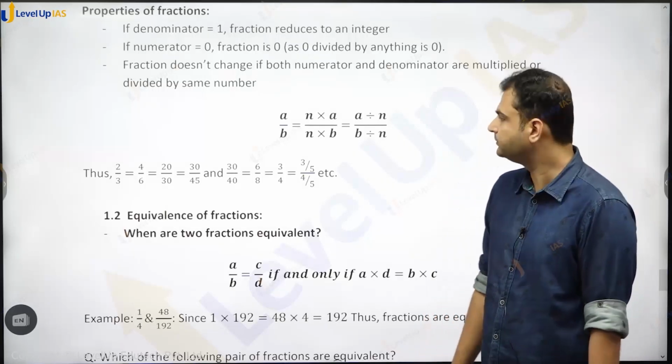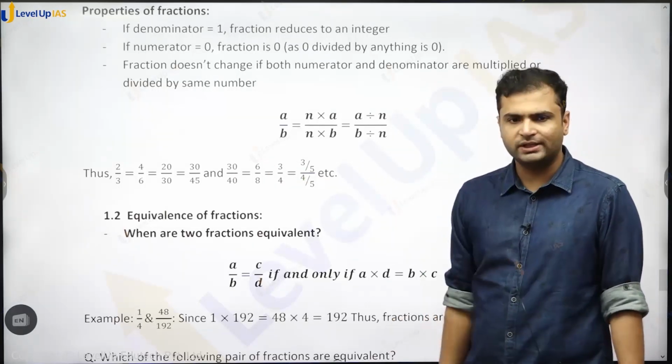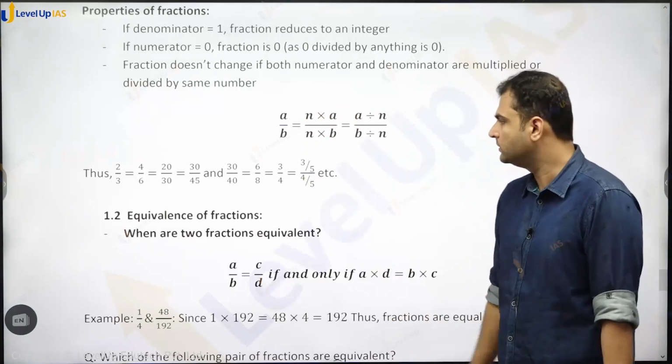Then we saw some examples to confirm this.